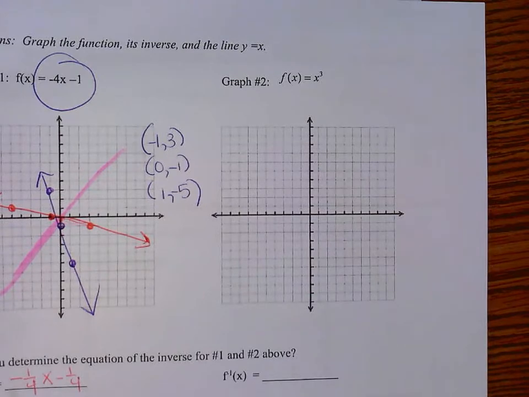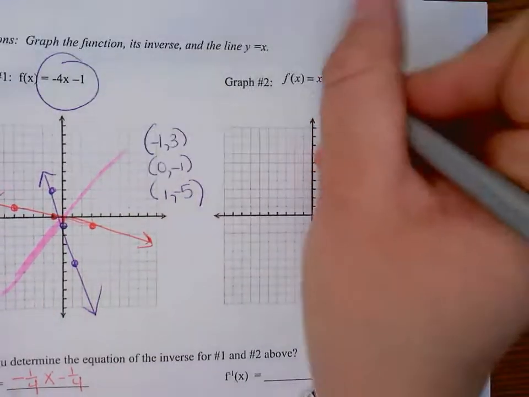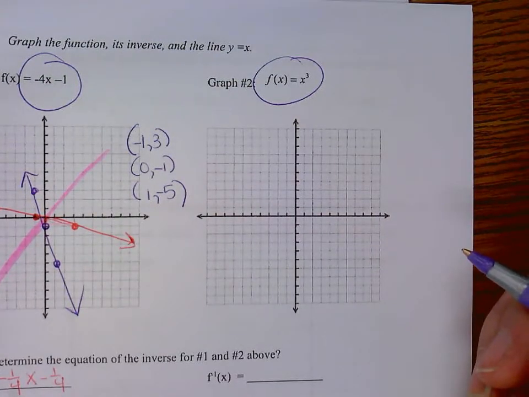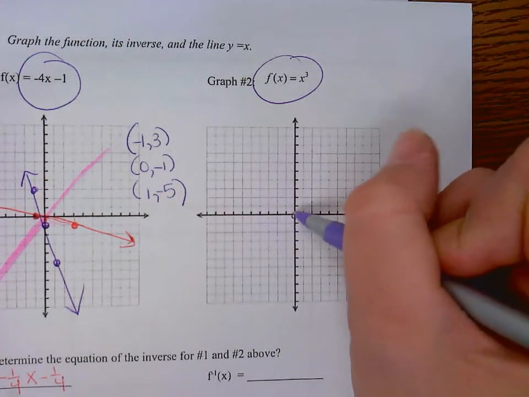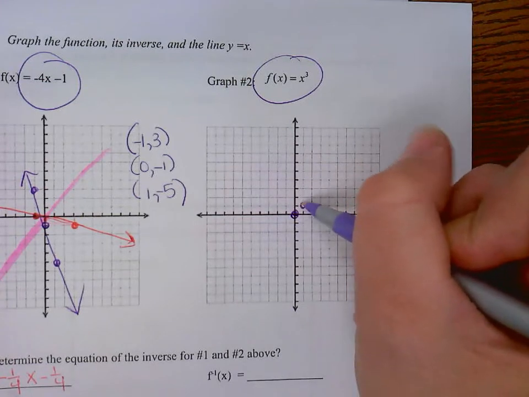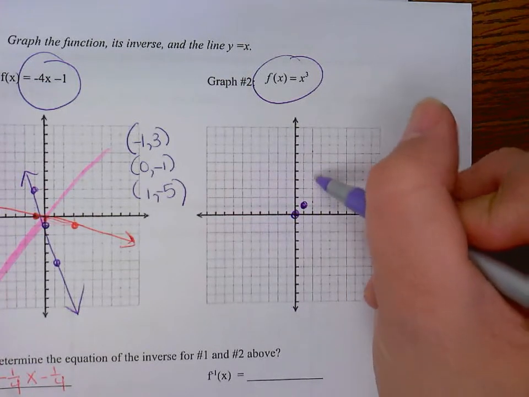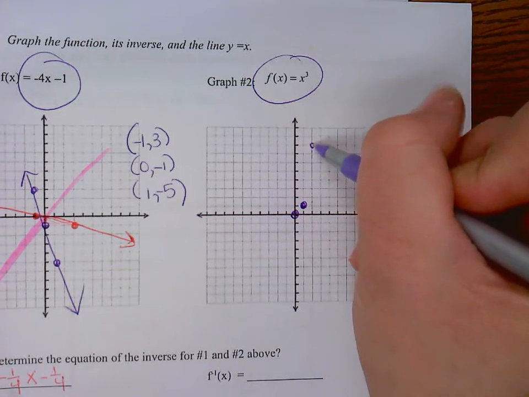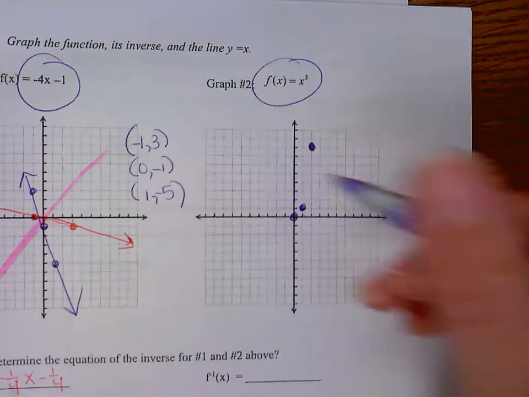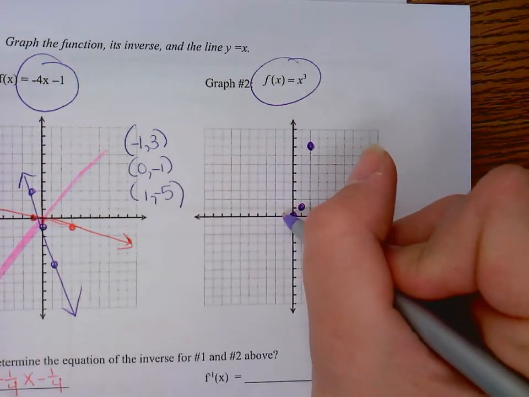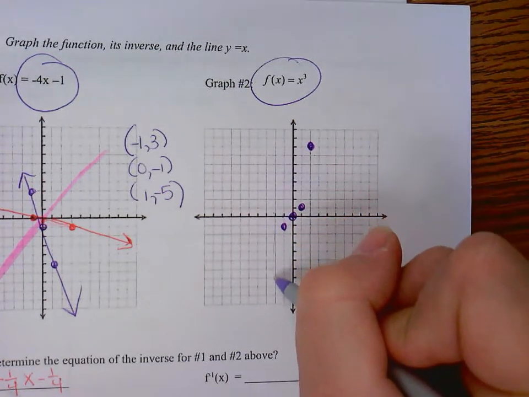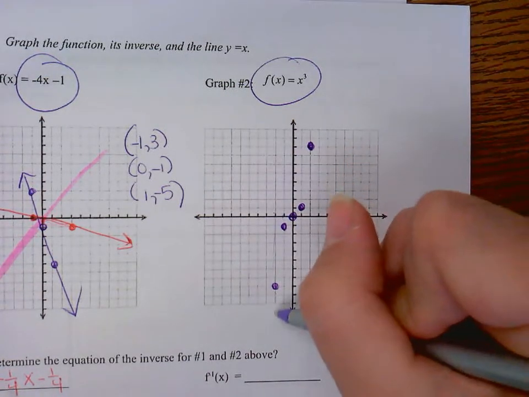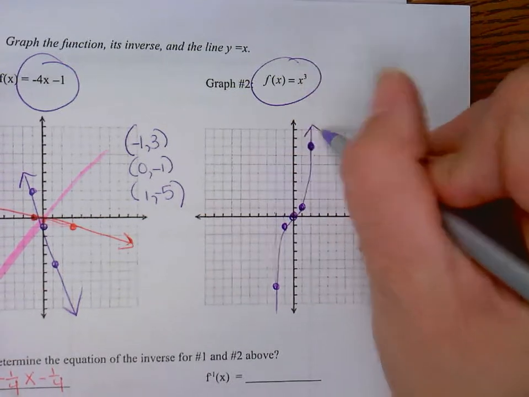So graph number 2. This is the x cubed function from unit 1. So if I graph x cubed, let's remember those coordinates. 0 cubed is 0, 1 cubed is 1. What's 2 cubed? 8. 2 times 2 times 2 is 8. And what if I go in the negative direction? -1 cubed is -1, and -2 cubed is actually -8. So it's an S-shaped curve through the origin.